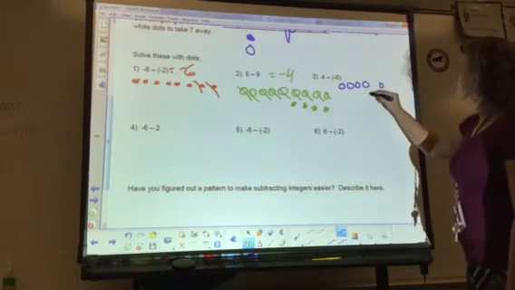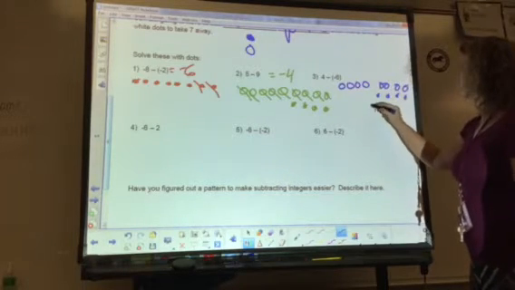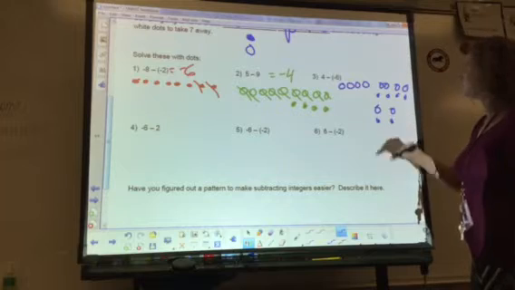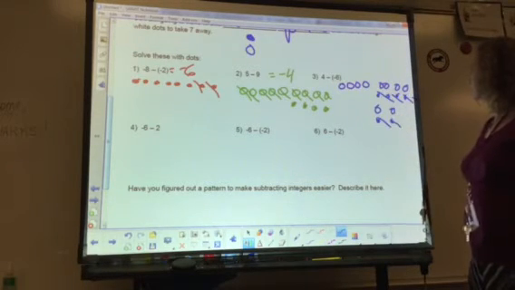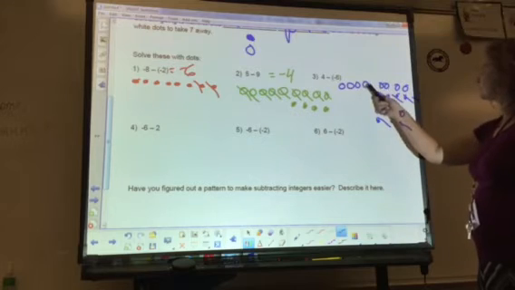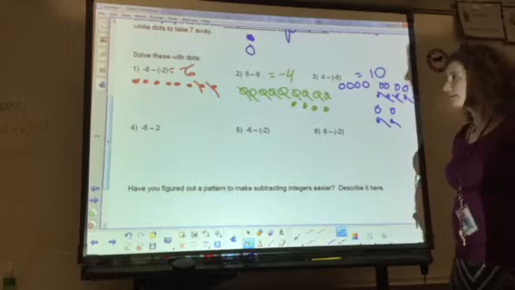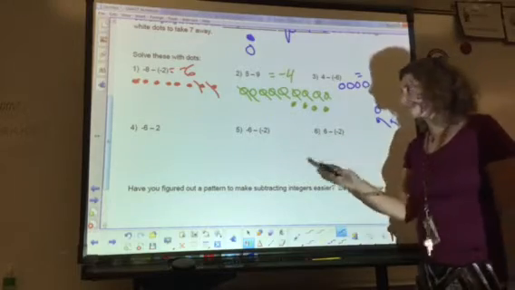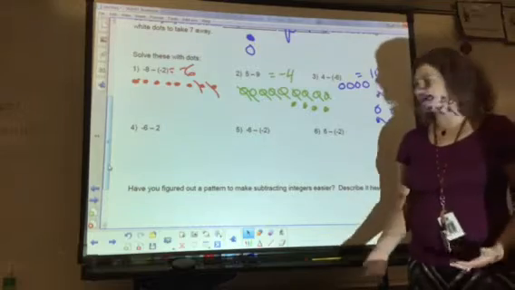So 1, 2, 3, 4, 5, 6. Now I can take away 6 negatives. Gone, gone, gone, gone, gone, gone. So 1, 2, 3, 4, 1, 2, 3, 4, 5, 6. That equals 10. Now, instead of doing 4, 5, and 6 with dots, I want to go into another way.